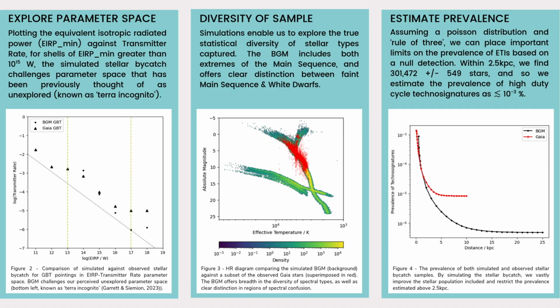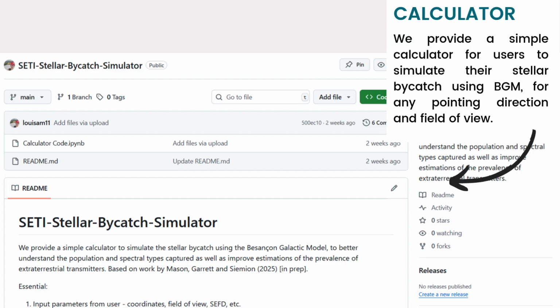And then finally, SETI surveys place limits on the prevalence of extraterrestrial intelligence, even with a null detection, which we can constrain further with statistical models. We hope that this technique can be used to place limits on both current and future SETI surveys.